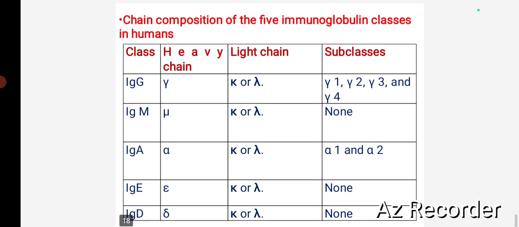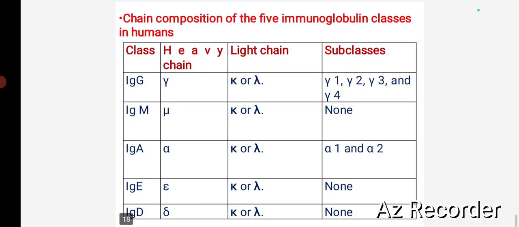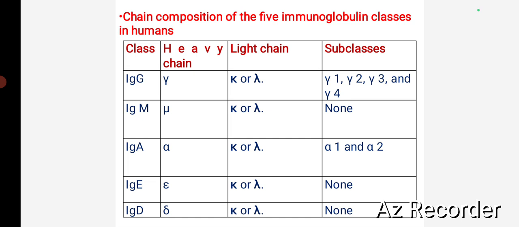Next one, comparison between the 5 types of immunoglobulin. They are classified according to class, heavy chain, light chain and also subclasses. First one, IgG: heavy chain is gamma, light chains are kappa or lambda. Subclasses are gamma 1, gamma 2, gamma 3 and gamma 4. Next, IgM: heavy chains are mu, light chains are kappa or lambda. Next one, IgA: heavy chains are alpha, light chains are kappa or lambda. Subclasses are alpha 1 or alpha 2.